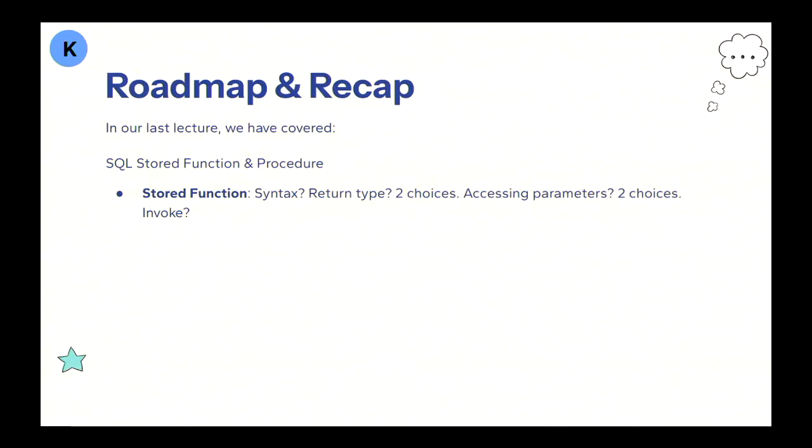And for return types, we can return a customized combination of attributes. So how should we do that? Because that customized collection of attributes is not a standard data type in Postgres. So what should we do when we define the type there? We have two choices. The first one is we can define a customized type. The second one is we can use a temporary type, which is using the table parentheses followed by a list of attributes.